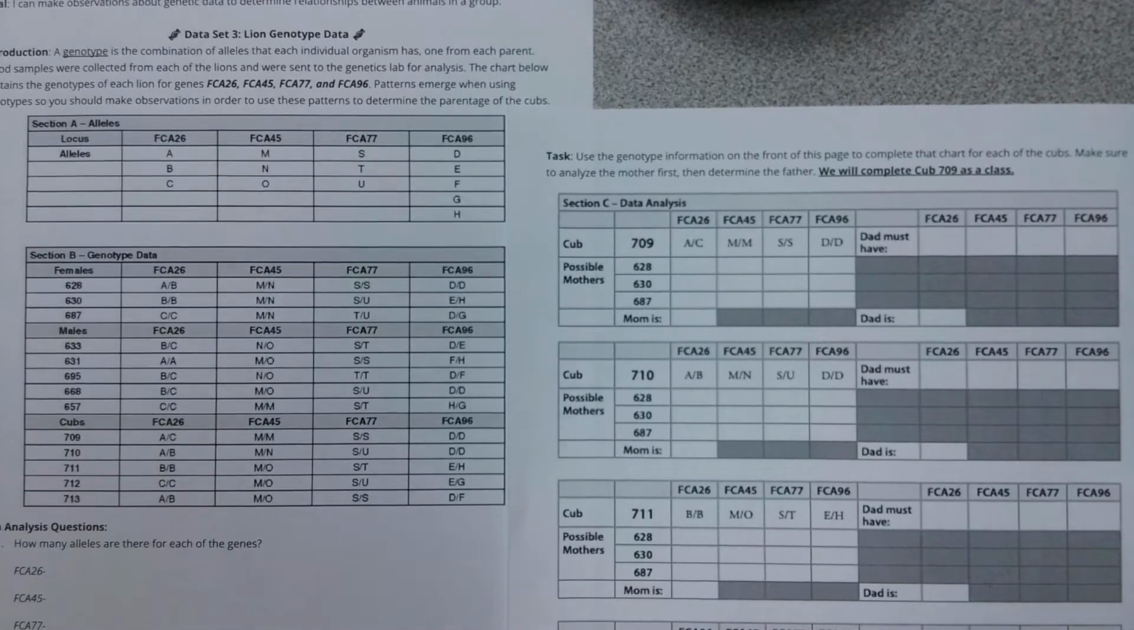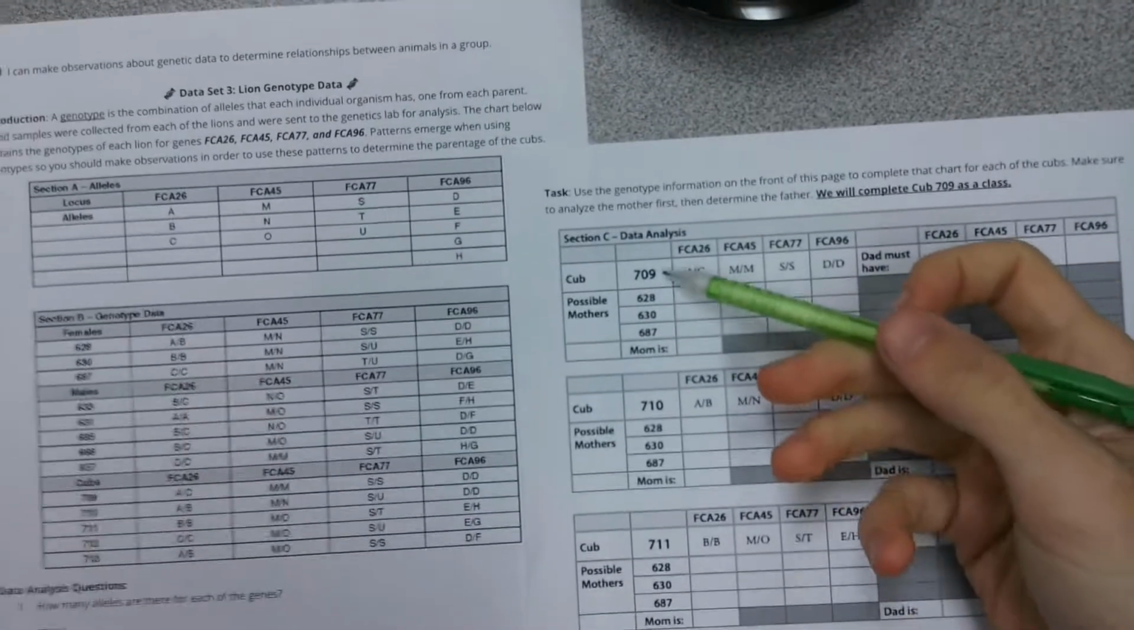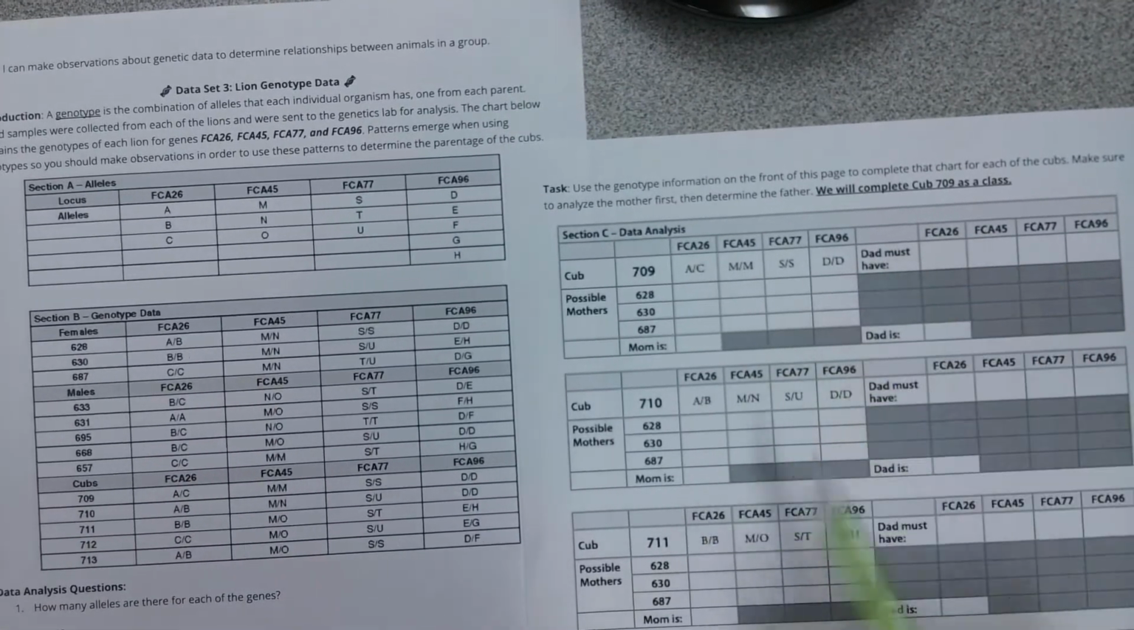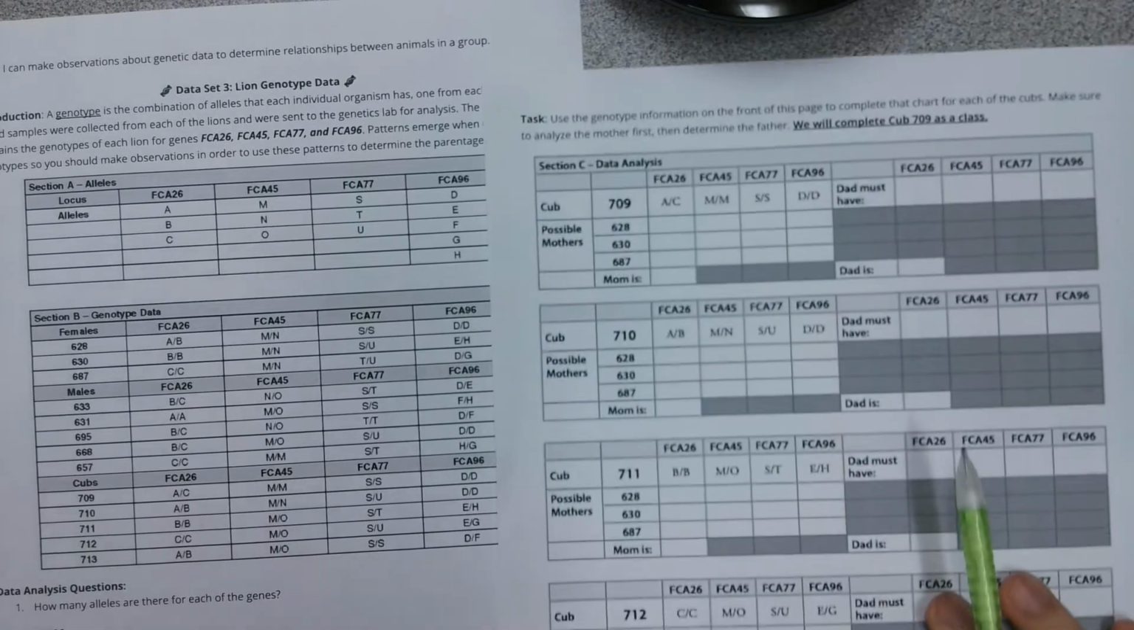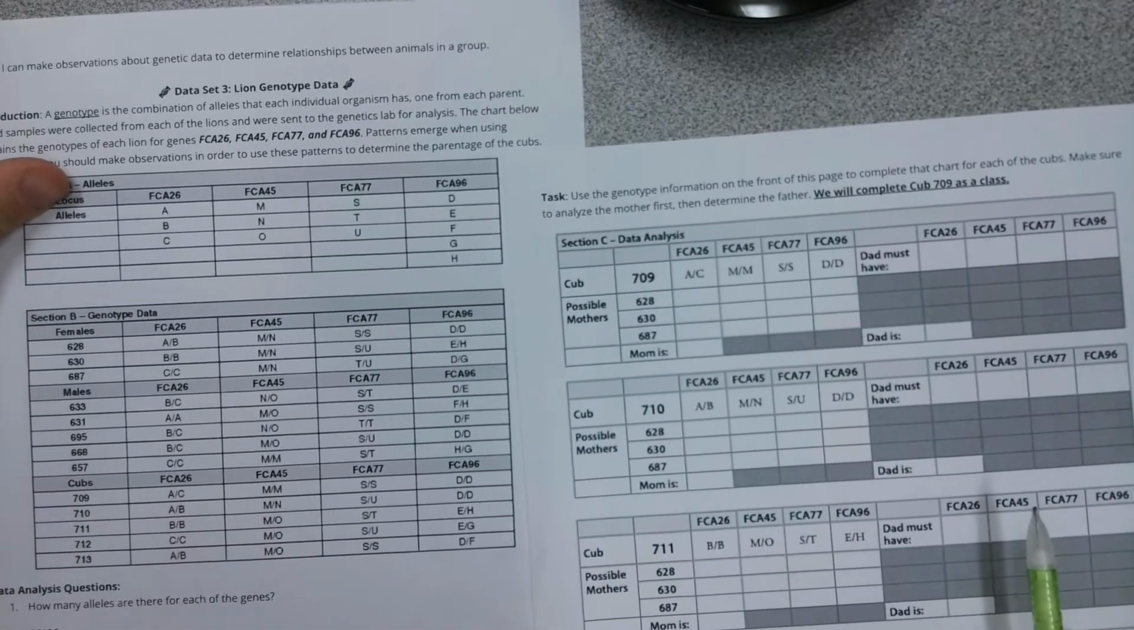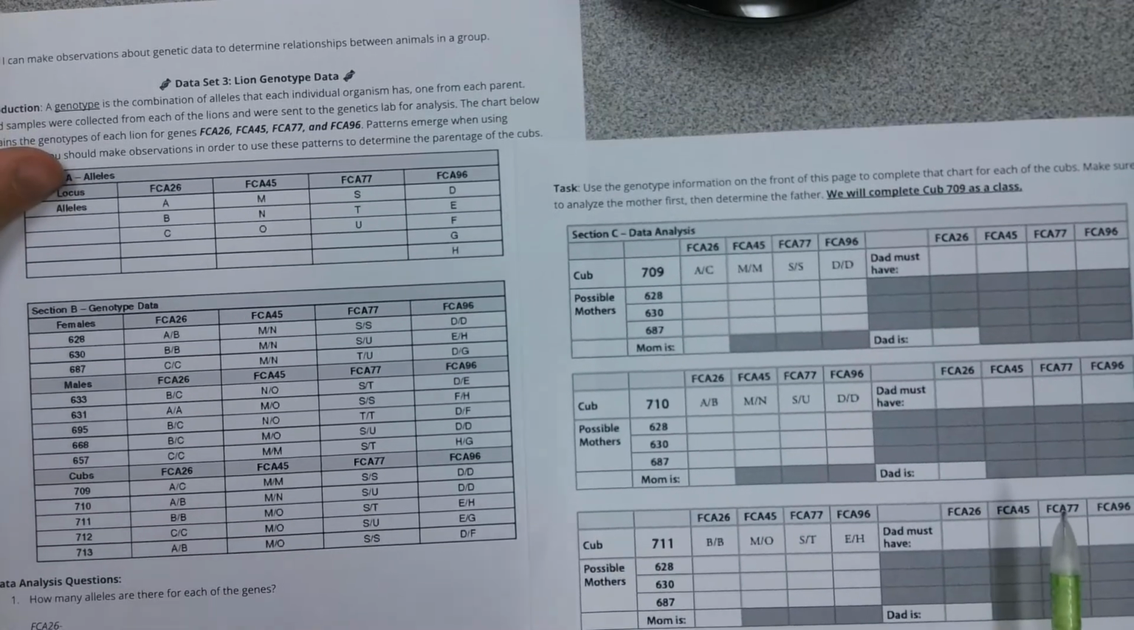Hey folks, I am making this little tutorial video just in case you need a refresher on how you can determine who the parents of our cubs are. Okay, we've got cub 709, 710, 711, 712, and below 713. And we're trying to figure out who the parents are.